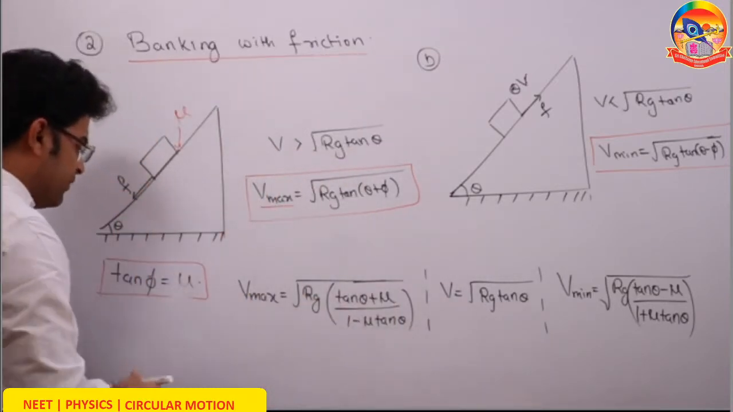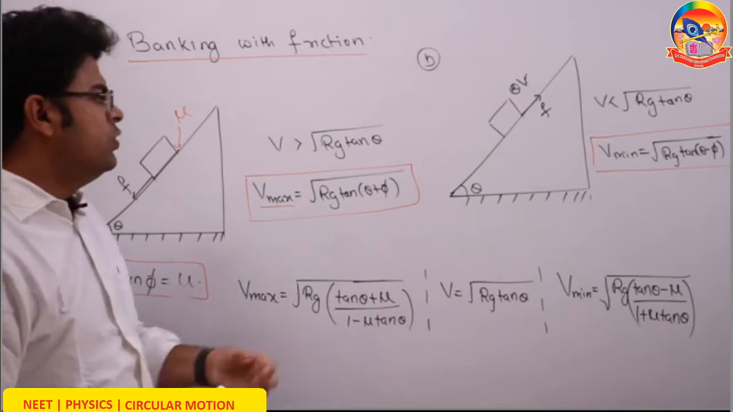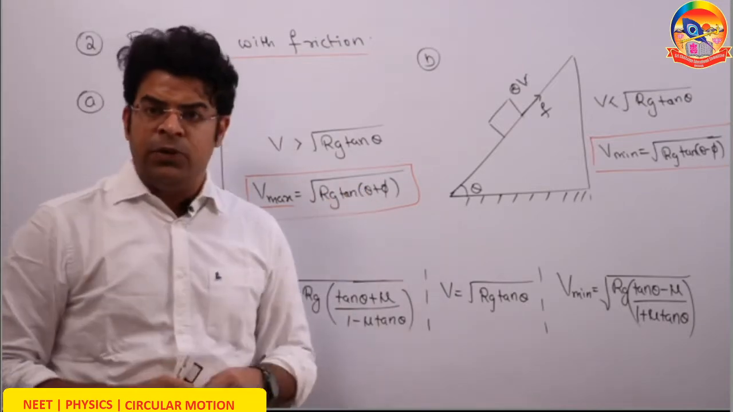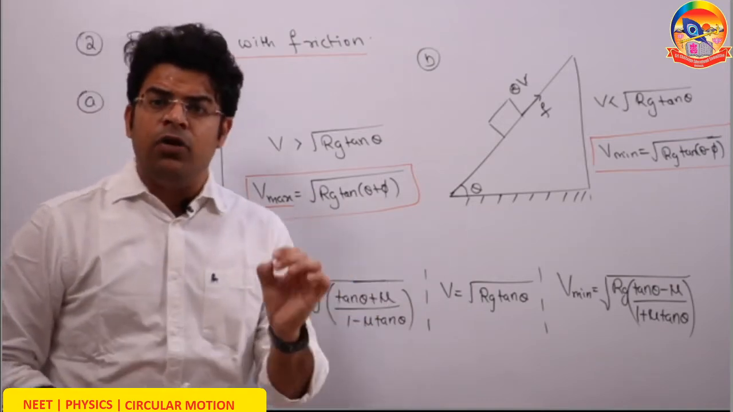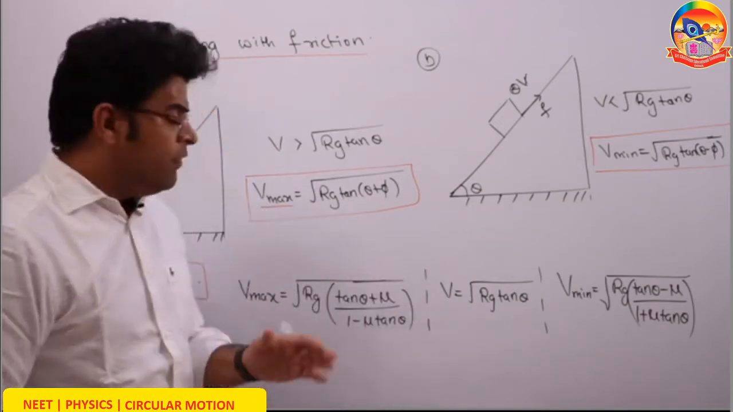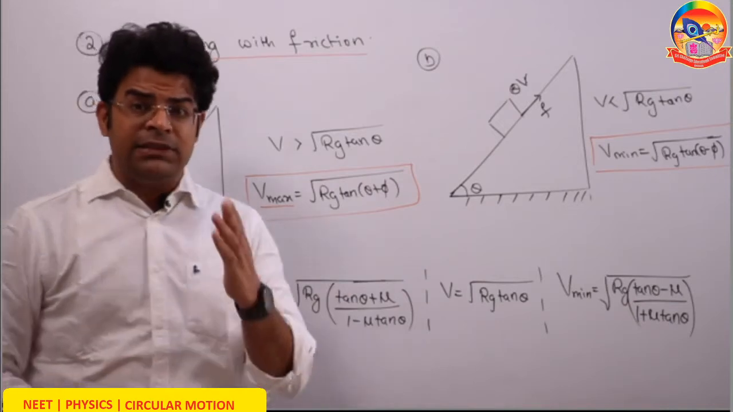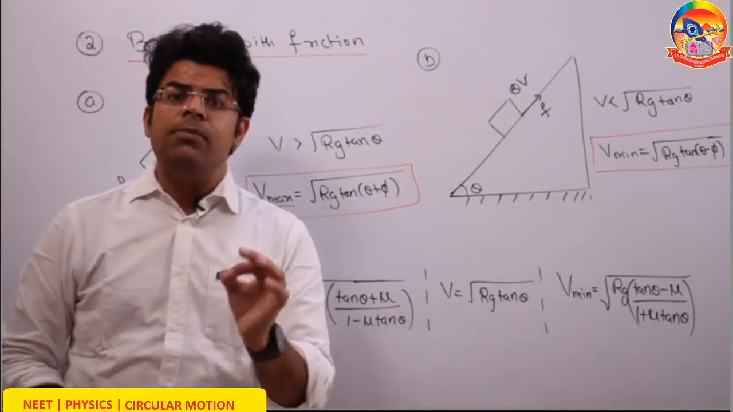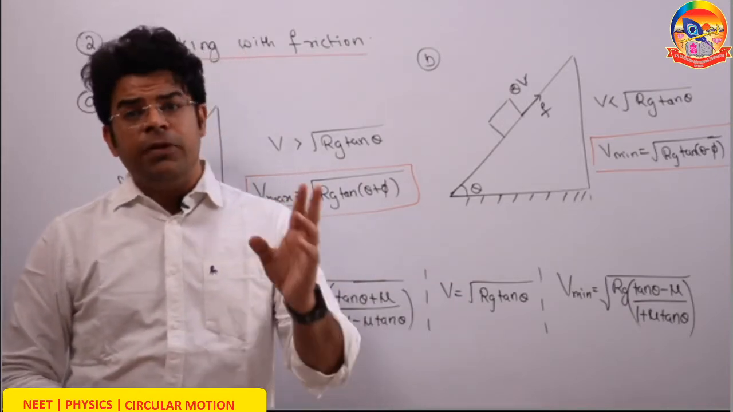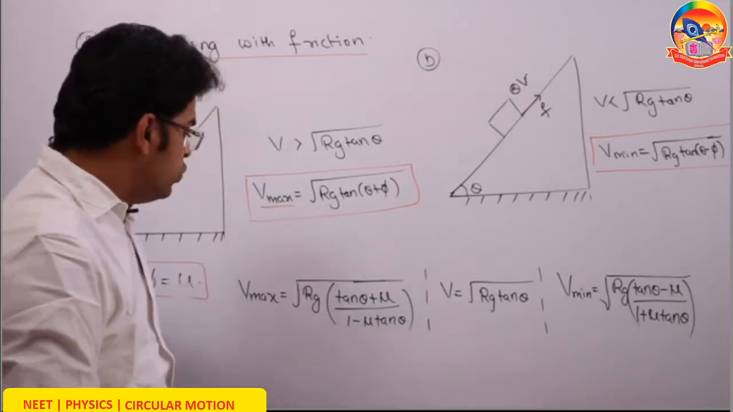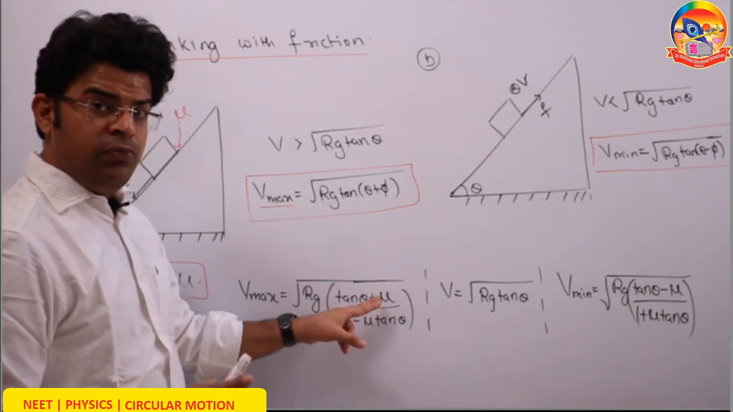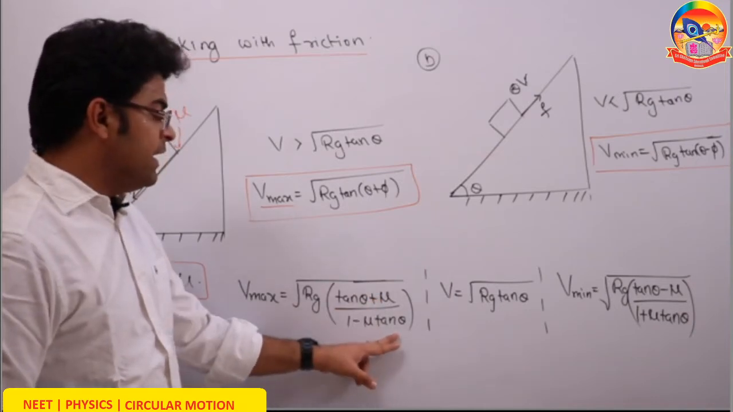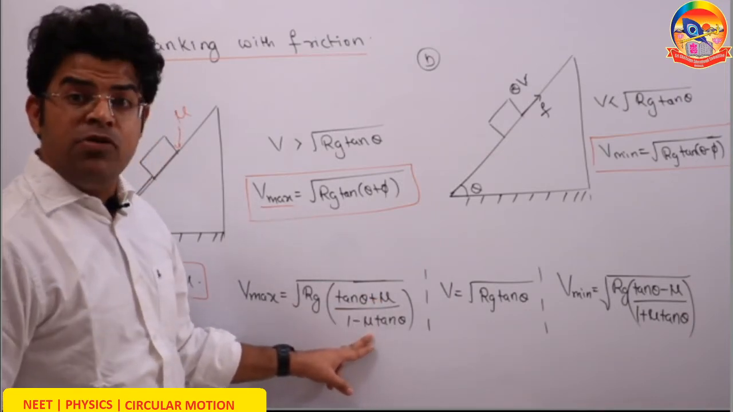Now, many times students don't know how to open up this tan (theta plus phi). So remember that tan of (A plus B) is (tan A plus tan B) upon (1 minus tan A tan B). So when you have tan of (theta plus phi), write it as (tan theta plus tan phi) upon (1 minus tan theta tan phi). And in place of tan phi, you can substitute mu. So here you get under root of Rg times (tan theta plus mu) upon (1 minus mu tan theta), where in place of tan phi, I have written mu.